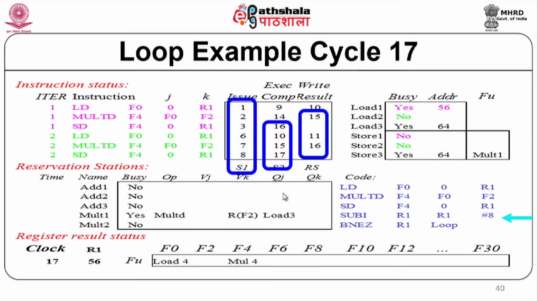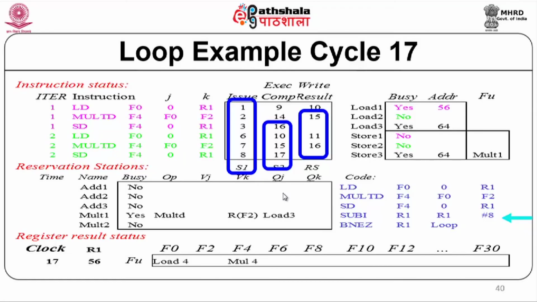So there are a number of observations that you will have to make here. Though we are looking at the same registers being used, load uses the same register F0, mul uses the same register F4, and store uses the same register F4. But we know that the renaming process maps these instructions' destination registers to other reservation stations, not the same reservation stations, and because of this renaming process, we are able to completely overlap the various iterations of the loop.